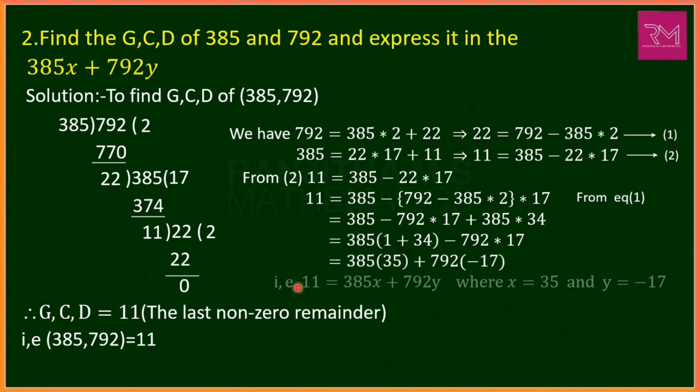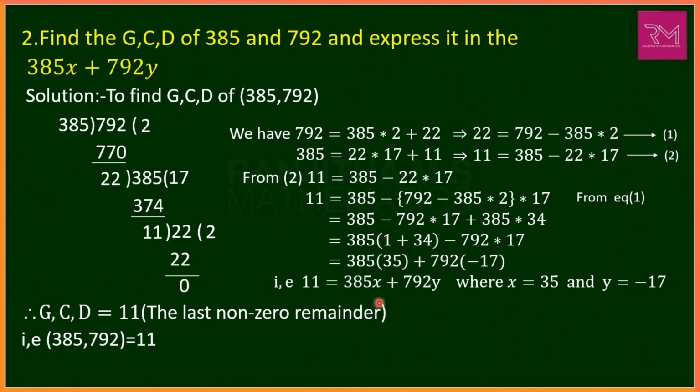Therefore, we can express 11 in the form of 385x plus 792y, where x is 35 and y is minus 17. So we conclude that 11 equals 385x plus 792y, where x is 35 and y is minus 17.